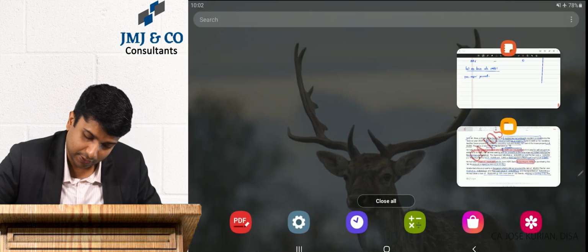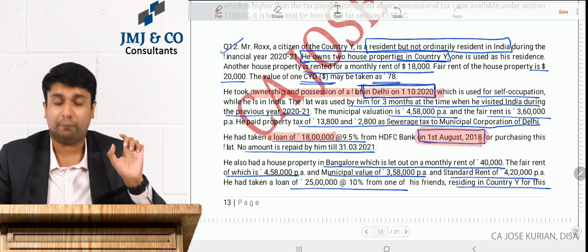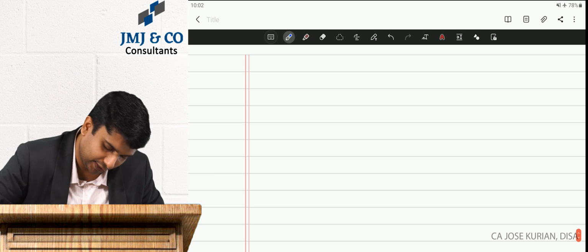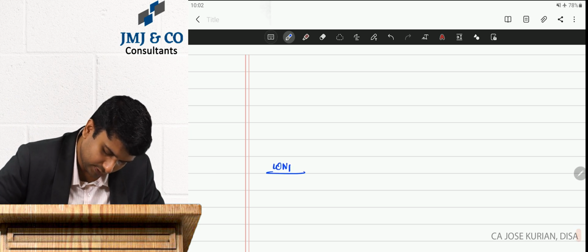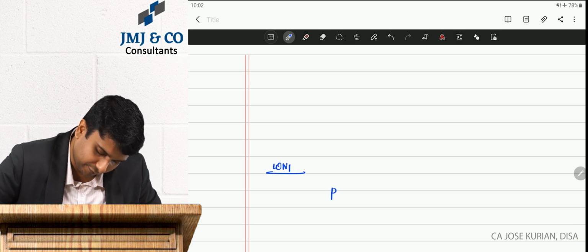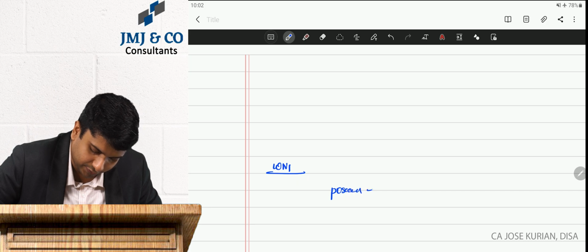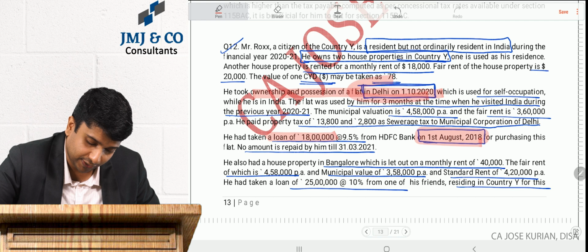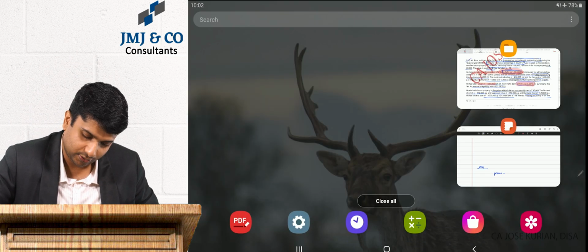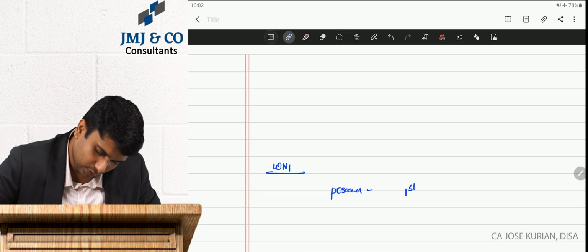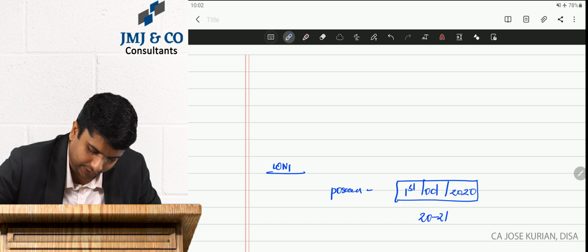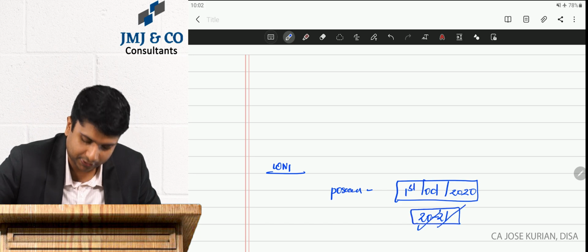How do we take the pre-acquisition period, friends? We will write a separate working note for that. Working note number 1. He took possession of the property on which date? The date is very clearly stated here. It is 1st October 2020. So in the year 2020-21, he occupied that particular property.